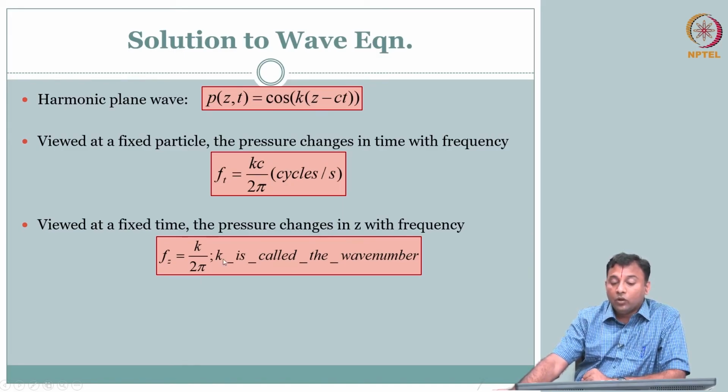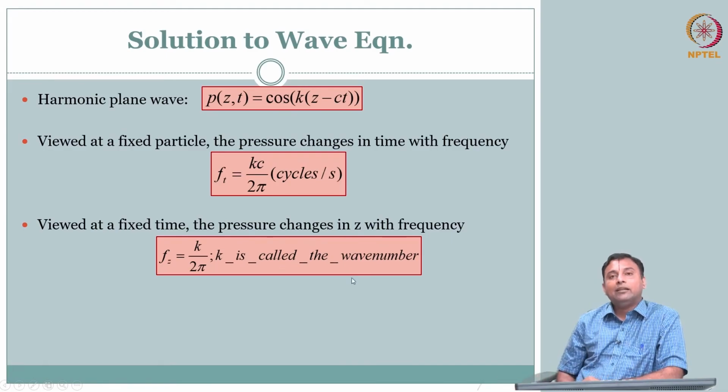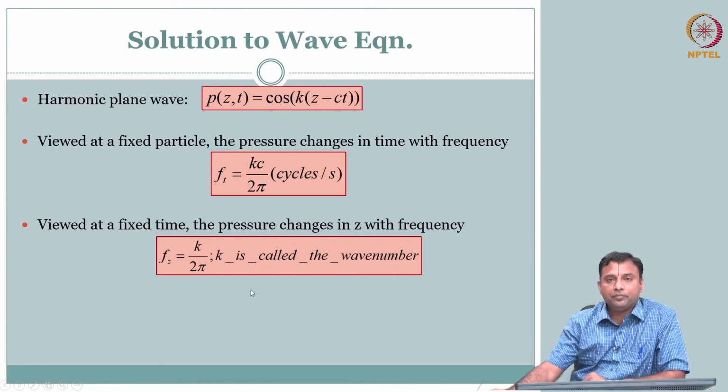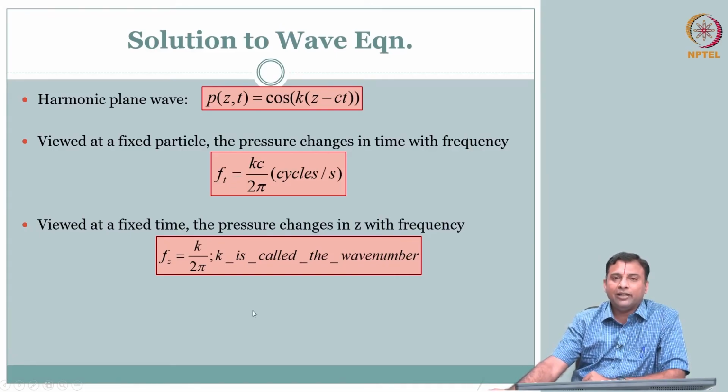What is this k? This is an important quantity; it is called your wave number. We are very familiar with f suffix t: for every one dimensional signal we talk about time as the index, so frequency is always cycles per second. Whereas now we are dealing with a spatial quantity. So, f suffix z is defined as k by 2 pi. What is this k? k is your wave number. Let us just complete this and I will explain it one more time.